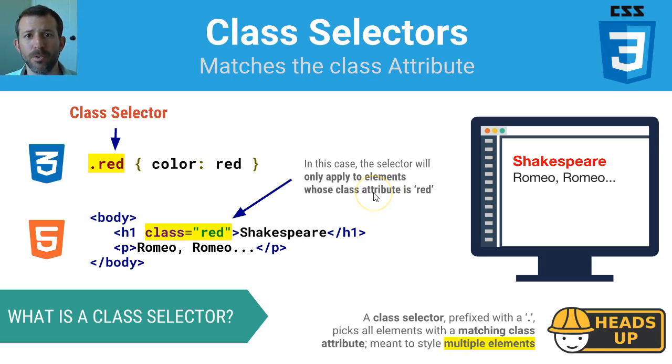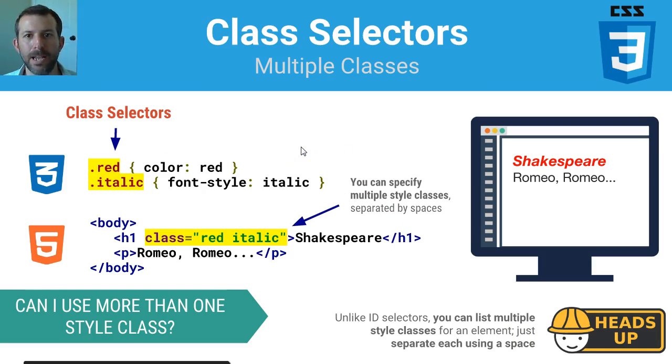So this is for when you're trying to style multiple elements. In this example, I have an H1 element. I've given it the class of red, and then I basically said any element on the page whose class attribute is red, color all its text red. So this is just another way to find the elements on the page that we want to style. It's called a class selector. It uses the class attribute.